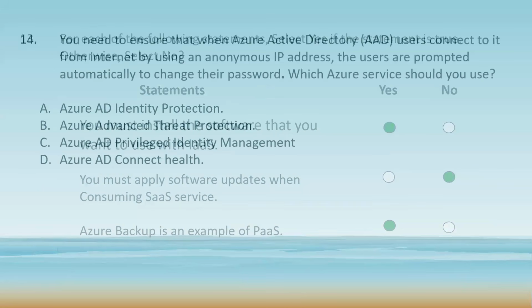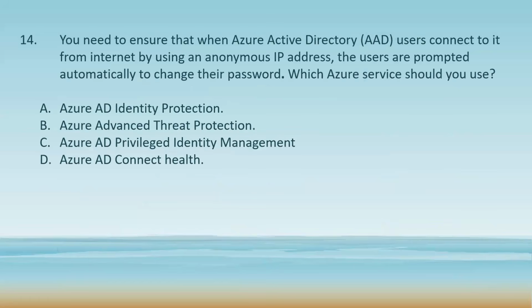Question number 14. You need to ensure that when Azure Active Directory users connect to it from the internet by using an anonymous IP address, the users are prompted automatically to change their password. Which Azure service should you use? Your options are A, Azure AD Identity Protection, B, Azure Advanced Threat Protection, C, Azure AD Privileged Identity Management, also called PIM, option D, Azure AD Connect Health.